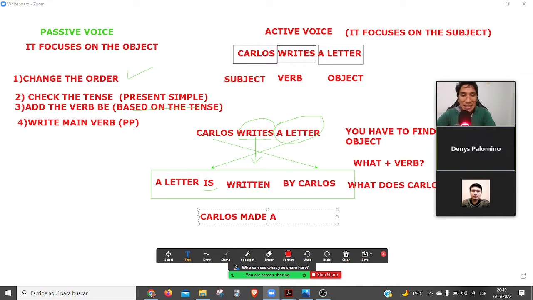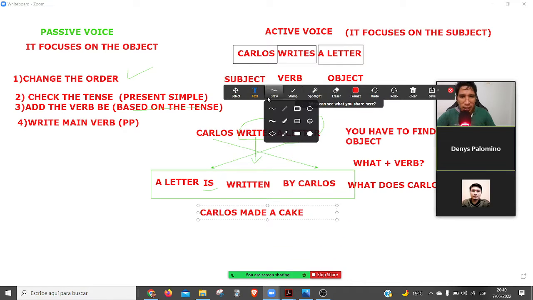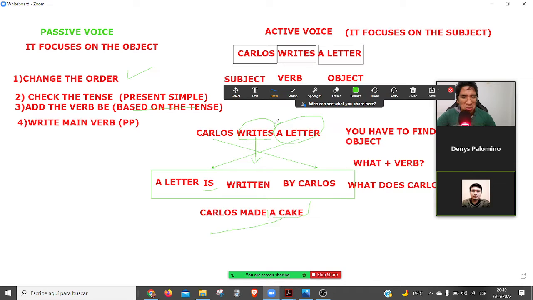Carlos made a cake. Okay, what do we have to do first? Which one is the object? A cake. So we change the order. Super simple. A cake. And the last part?